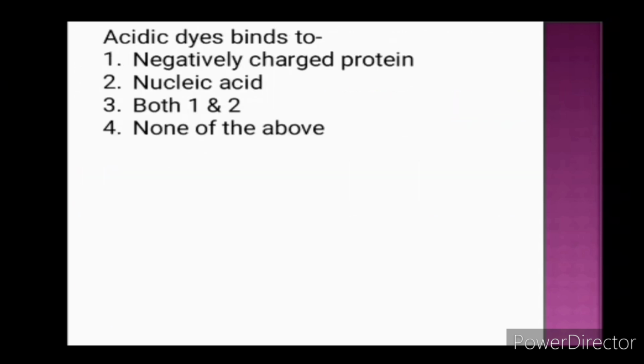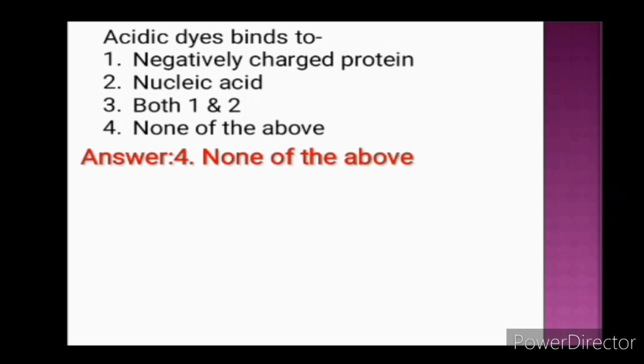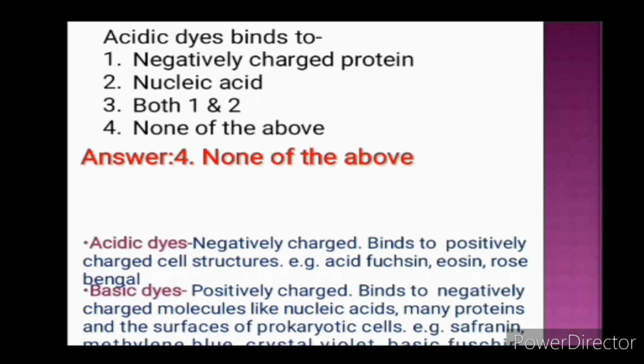Next question. Acidic dyes bind to option 1 negatively charged protein, option 2 nucleic acid, option 3 both 1 and 2, option 4 none of the above. And the correct answer is option 4 none of the above. So acidic dyes don't bind to the negatively charged protein or the nucleic acid.